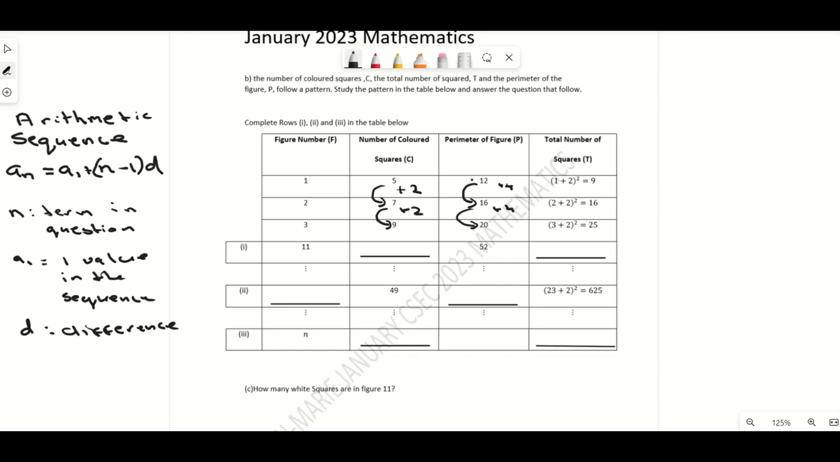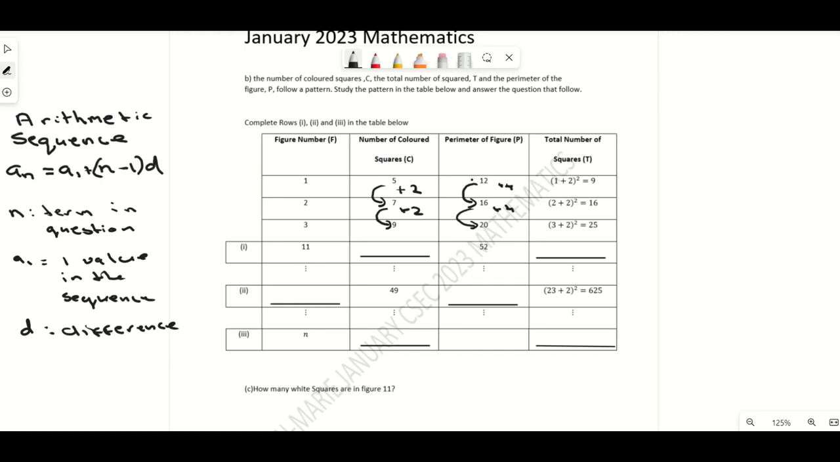So if they ask you for figure 11, right? That means that n would be equal to 11. Our first value for the number of squares would be 5, and your difference is 2. So for number 1, I always usually tell you find this first, guys. This right here, the n term, but we'll do number 1, then 2, and then 3.